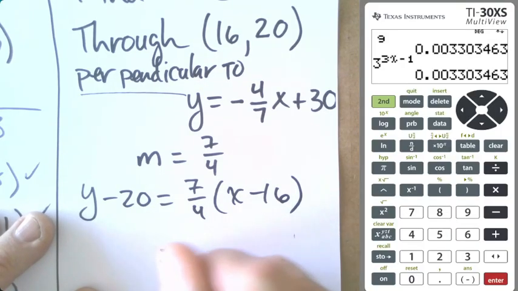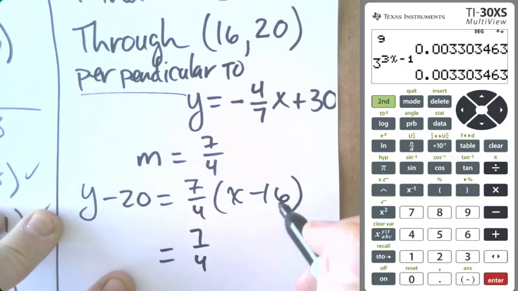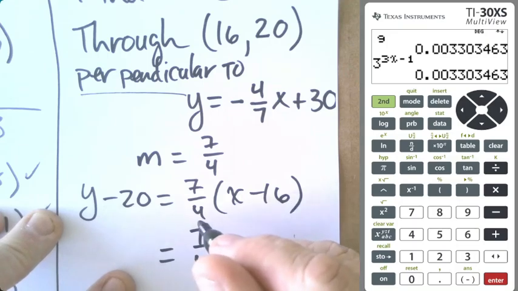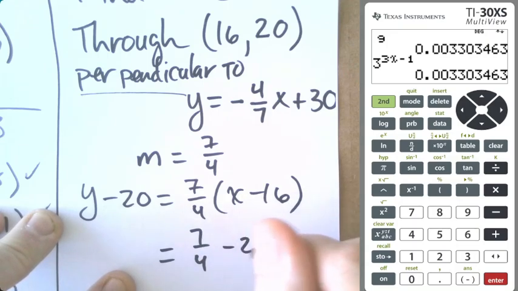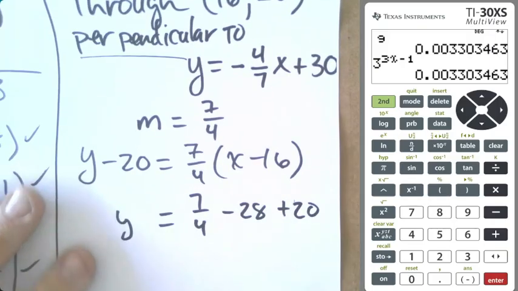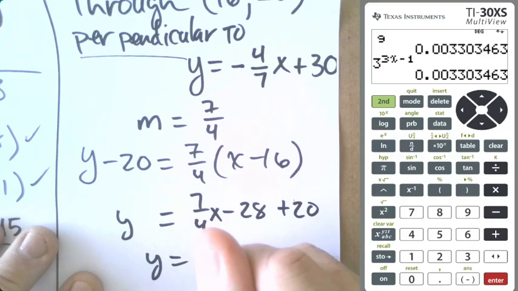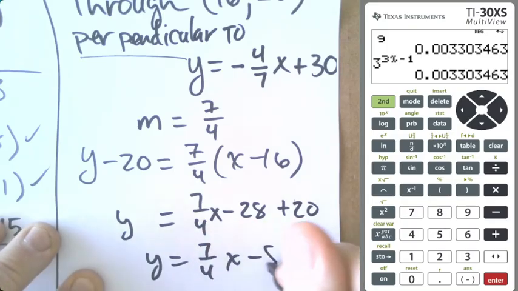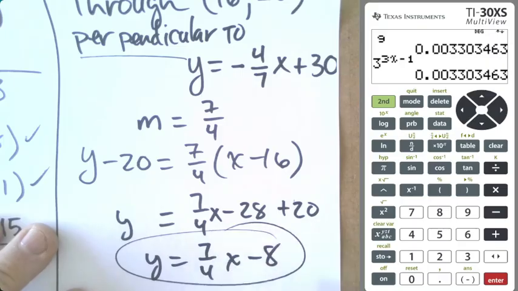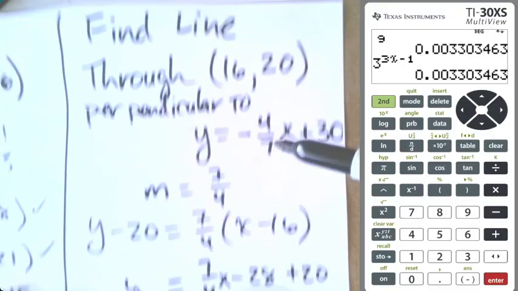I'm going to distribute the 7/4. That's going to be negative 16 over negative 4. It's going to be minus 28 and then plus 20 more. Oh, and I forgot the x. So y is 7/4 x minus 8. And that will go through this point, (16, 20), and it'll make a right angle with this.